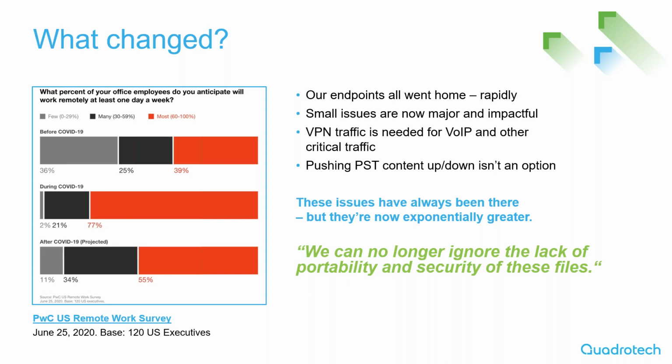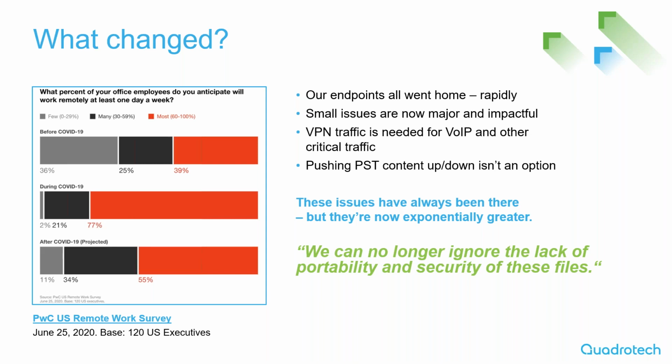And so as a result, our endpoints all went home rapidly. A lot of organizations told people to take their desktop off their computer, walk out the door, or suddenly they're on their home computer using a Citrix solution or VMware solution, whatever it may be, to control and get in. And our VPN traffic is really, really important for those that have some on-prem items. A lot of voice over IP systems are on-prem, and that traffic is really important so we can keep that contact with our customers, and we need that traffic to be preserved. And as a result, we just can't push our PST content through those systems.